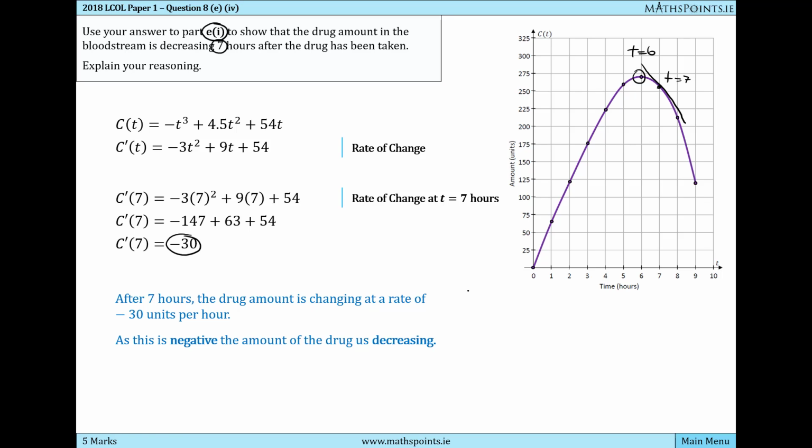For every hour that goes on at that particular moment in time, the drug is decreasing in your system by 30 units. And again, we can see that the latter parts of these questions get very few marks, only 5 marks for that particular part.